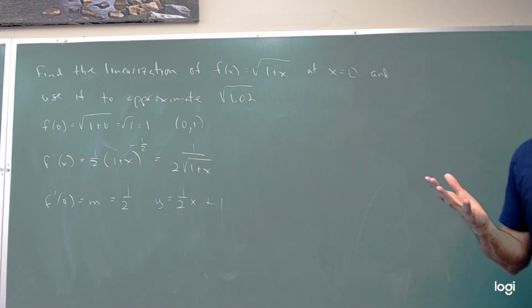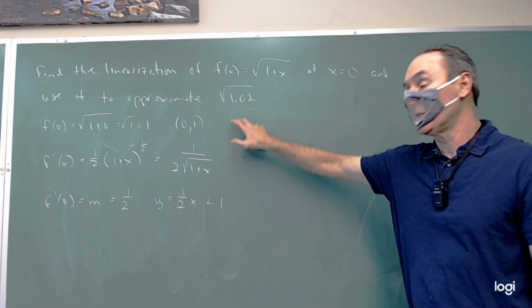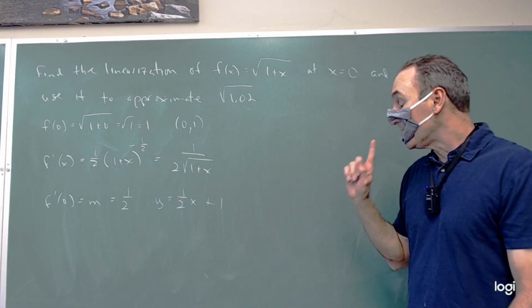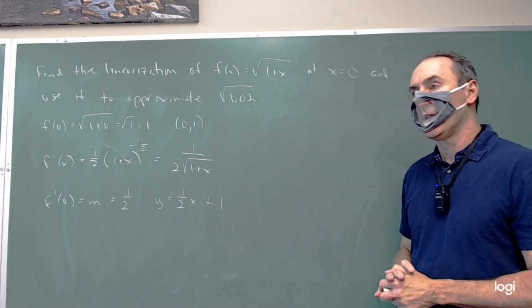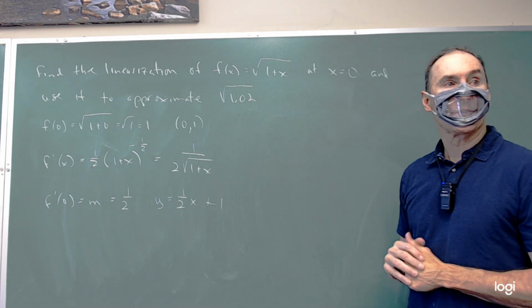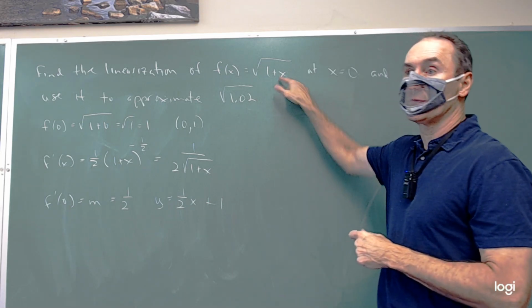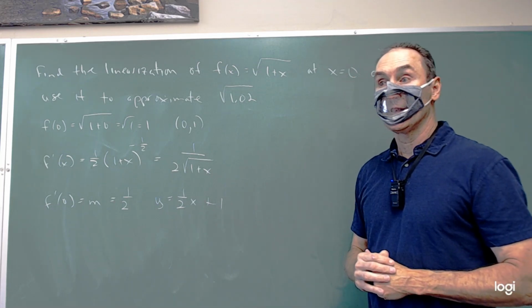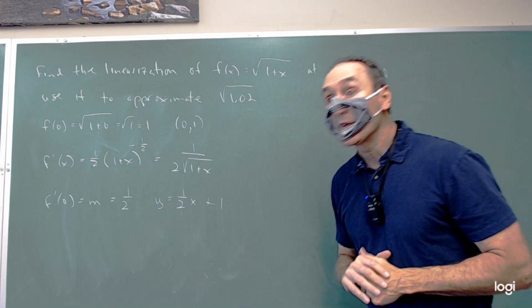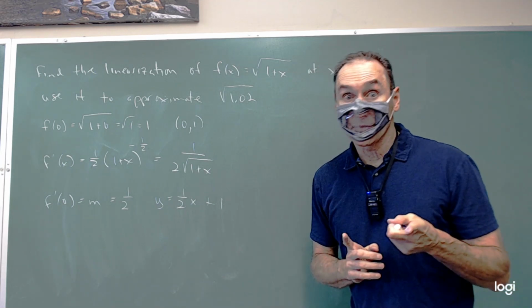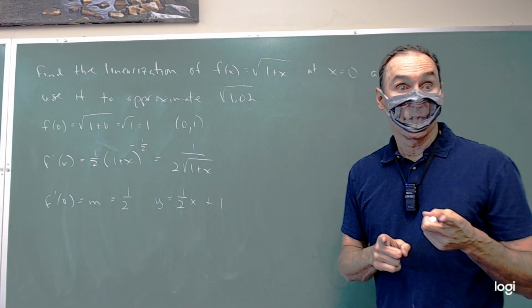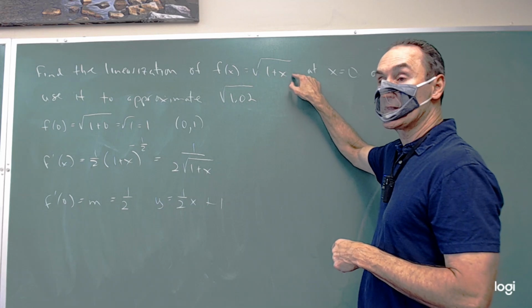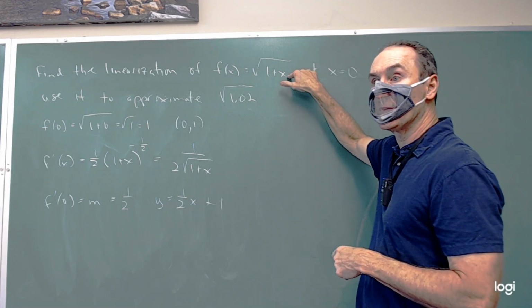Now remember, we're trying to approximate the square root of 1.02. This is a pretty easy way to do it, right? We're going to do all this just in our head. Now, here's the trickiest part. If we want to approximate the square root of 1.02, and our original function was square root of 1 plus x, what is the value of x we're going to plug in? Yes, 0.02, not 1.02, right? So that's probably the trickiest part of the whole thing. Because we have square root of 1 plus x, to get 1.02, we just need the x to be 0.02.